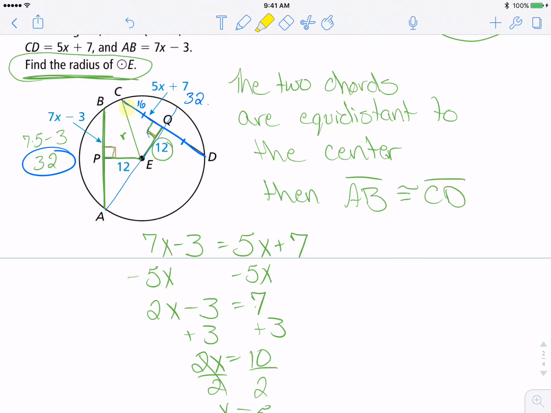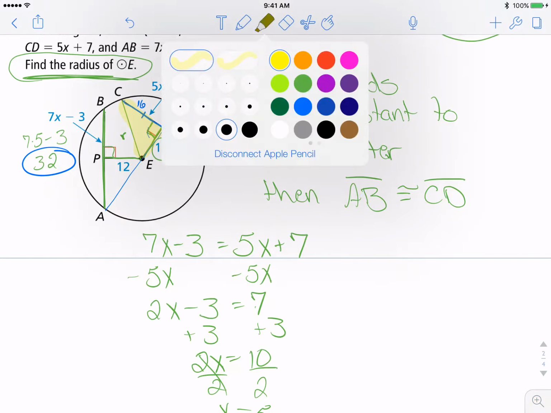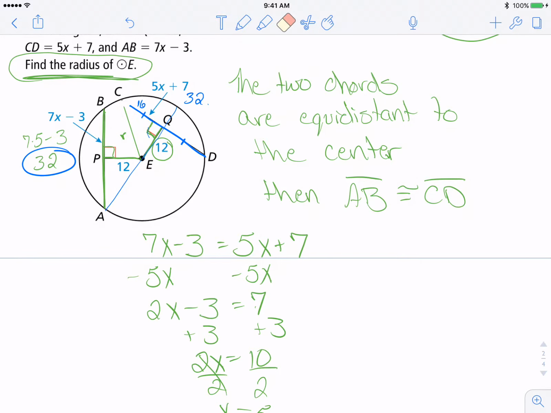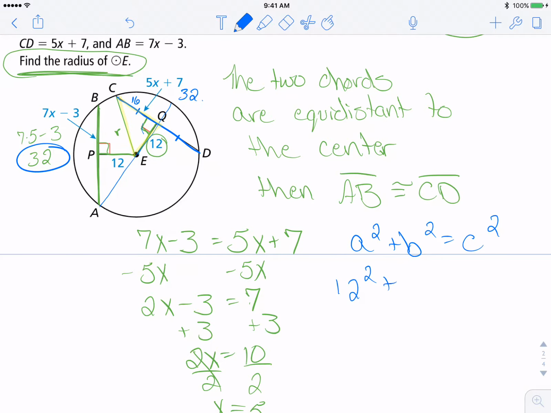So I now have a right triangle right in here. Does everyone see the right triangle? Let's make it thinner. Okay, I have a right triangle right in here, with legs of 12 and 16, and I'm trying to find the hypotenuse. So I can now use the Pythagorean theorem. a squared plus b squared equals c squared. So 12 squared plus 16 squared equals r squared.